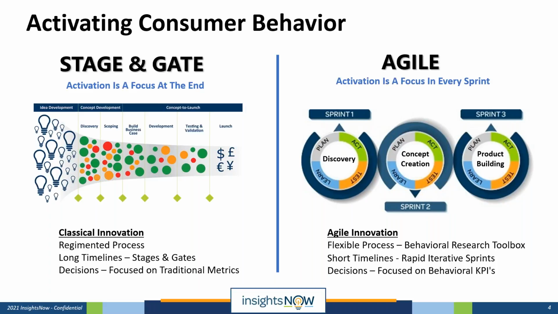In terms of activation of consumers, activation during a stage and gate process really doesn't happen until the end, where you're starting to bring in the ad agencies and the marketing team saying, okay, now that we have this great product, how do we make it successful in market? Whereas in an agile approach, activation is happening at every single sprint. As you go through every sprint, you're asking yourself, did we create something? Do we have enough information to say that we can change this behavior and activate people in the market?